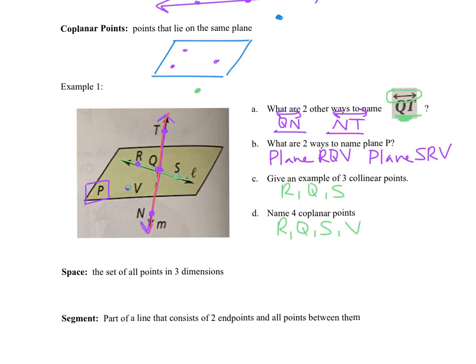Moving on. Space. When they talk about space, they're not talking about outer space. They're talking about the set of points in 3 dimensions. So we're thinking 3-dimensionally when we talk about space. If they're saying in a plane, they're talking 2-dimensionally. So just keep in mind, space is 3-dimensional. Okay.